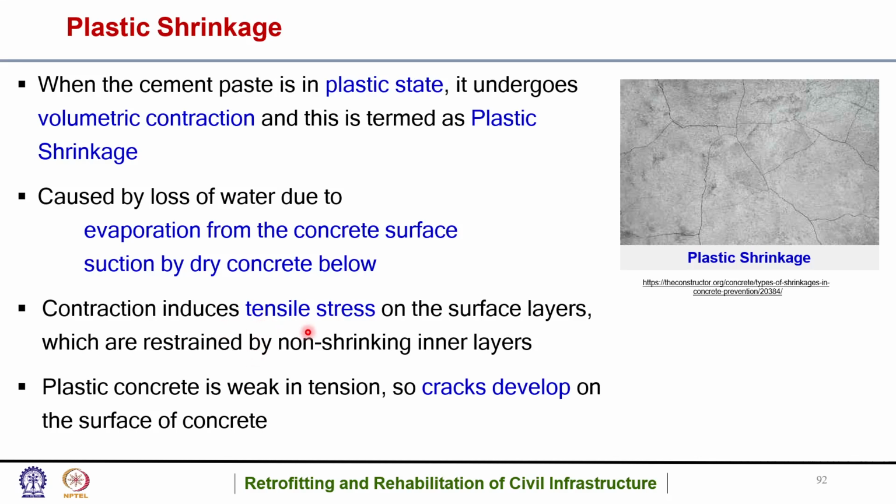Contraction induces tensile stress on the surface layers which are restrained by non-shrinking inner layers. Plastic concrete is weak in tension, and therefore cracks develop on the surface of concrete, because concrete is always weak in tension. Okay, so this is an example of plastic shrinkage.